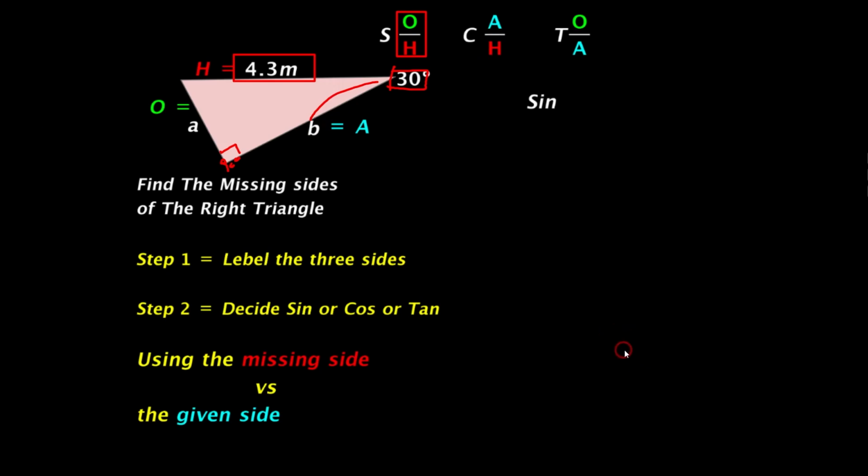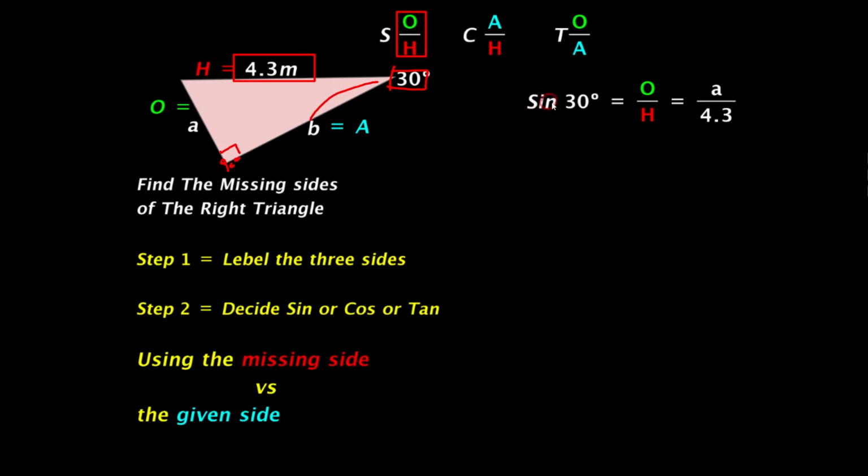Sine of the angle, we use sine of angle 30. It should be O over H. According to the question, the value of O is A, so basically you have to find the value of A. And the value of H is 4.3.